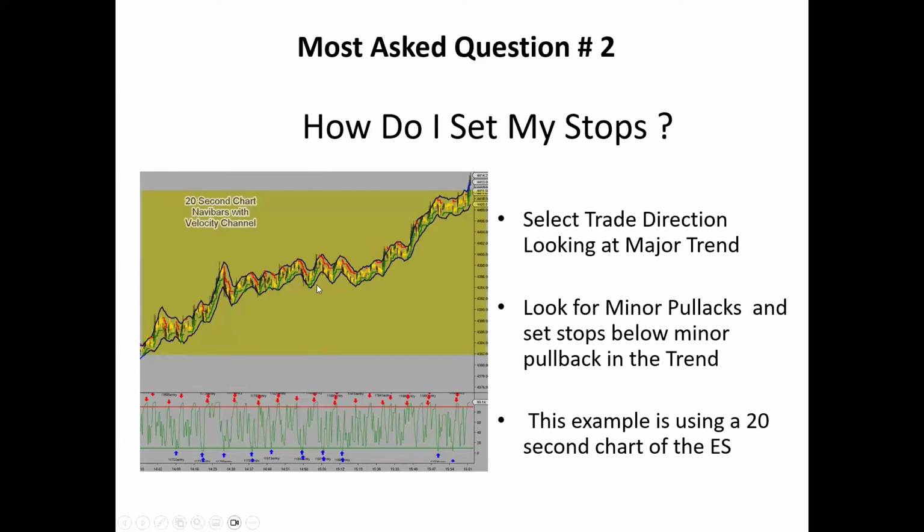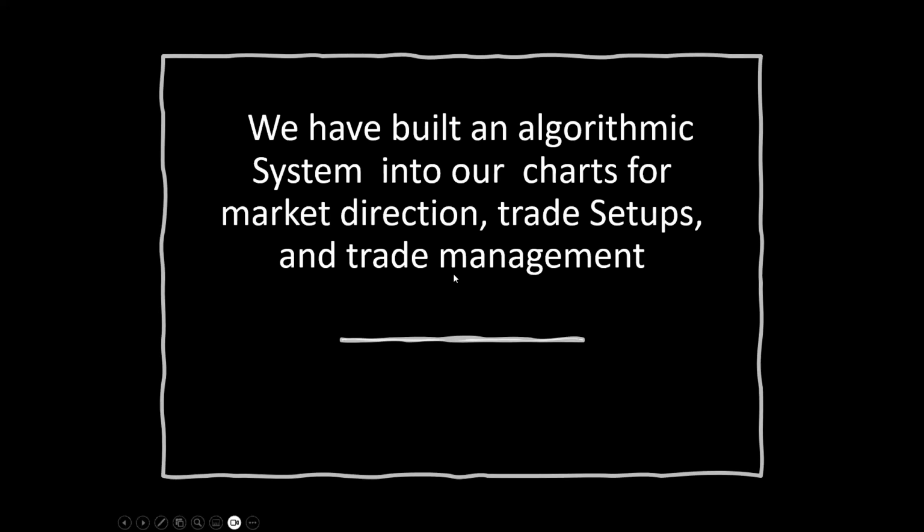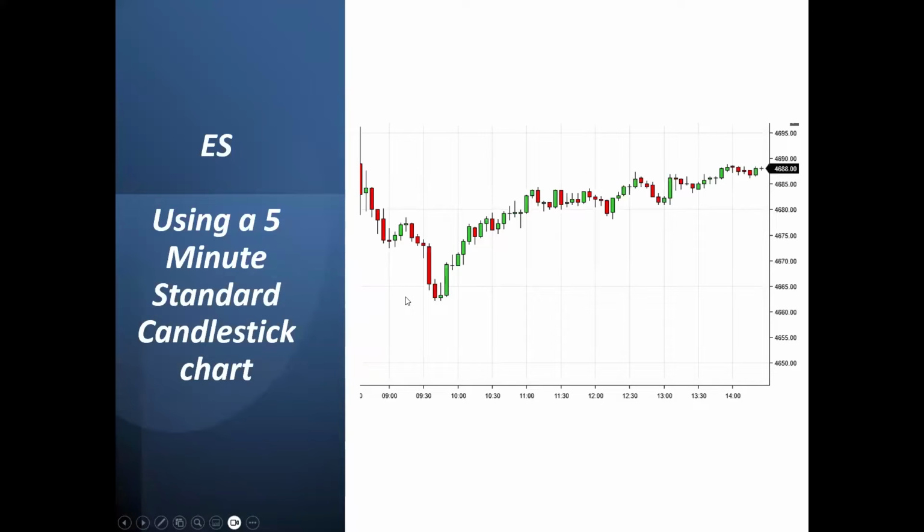So stops on an uptrend, just wait for a downside pullback. In a short trade, like we had a lot of down movement today for the most part, you want to wait for the market to make a slight upside retracement, and put your stops above that upside retracement. With our charts, what we've done is built an algorithmic system into our charts for market direction, trade setups, and trade management. Now this chart here is a standard candlestick type chart.